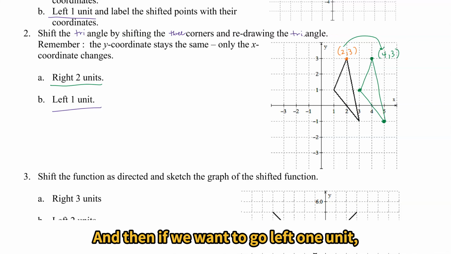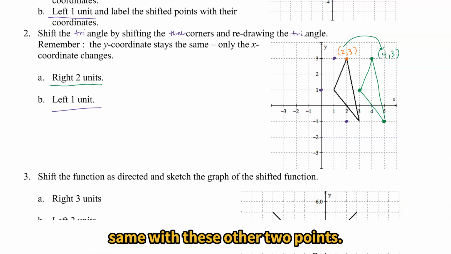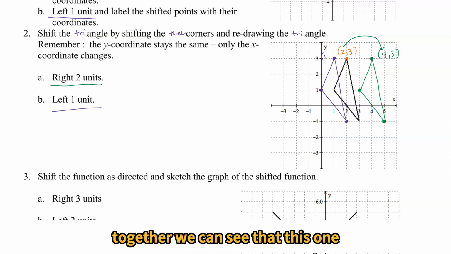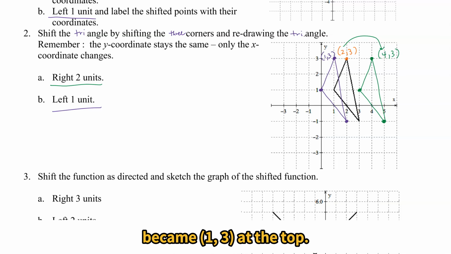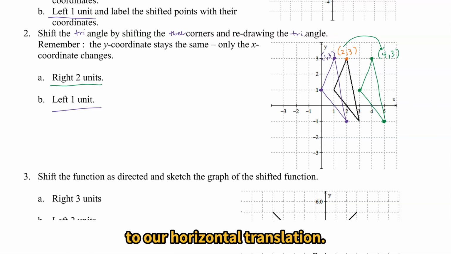And then if we want to go left 1 unit, we'll take 2, 3 and pull it over to the left. Same with these other 2. And connecting those ordered pairs together, we can see that this one became 1, 3 at the top. So we can see how that top point moves in relationship to our horizontal translation.